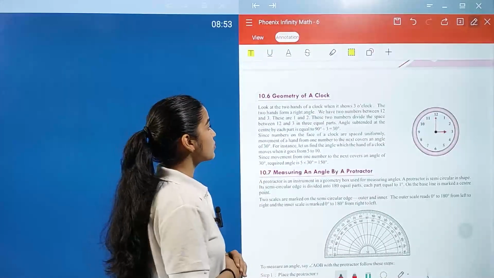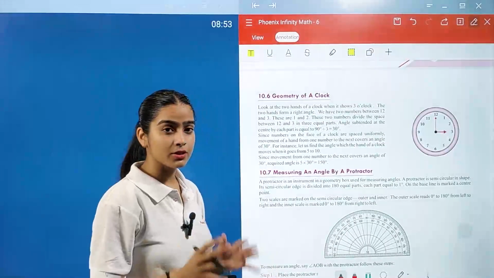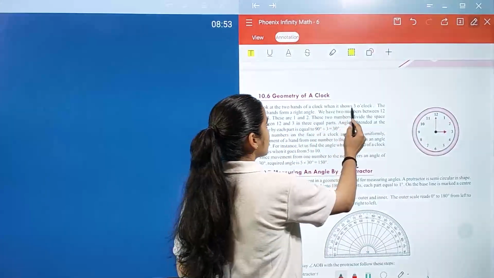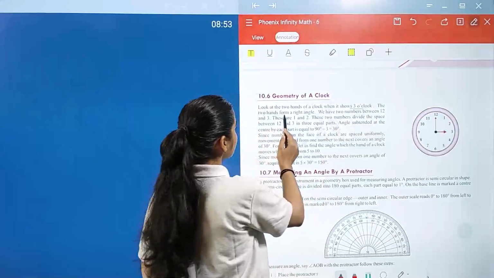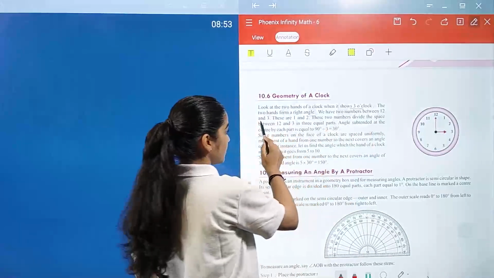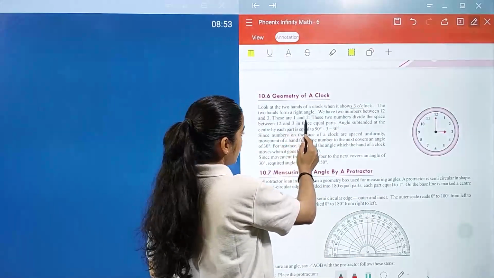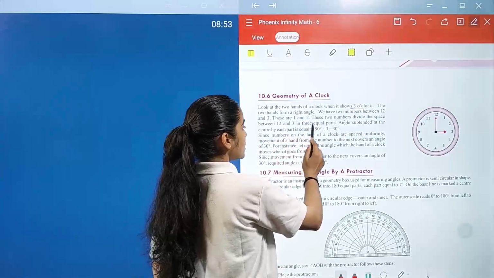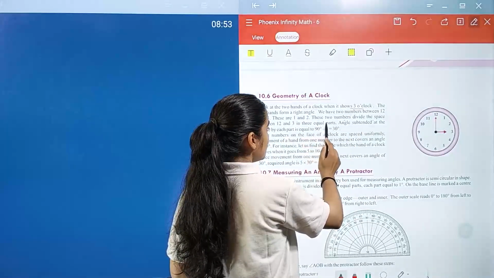Now we have geometry of a clock. So now we are going to understand geometry with the help of a clock. Look at the two hands of a clock. When it shows 3 o'clock, the two hands form a right angle. We have two numbers between 12 and 3. These are 1 and 2. These two numbers divide the space between 12 and 3 into 3 equal parts.